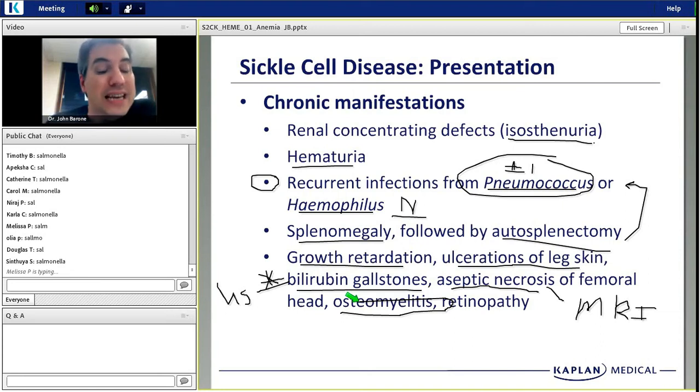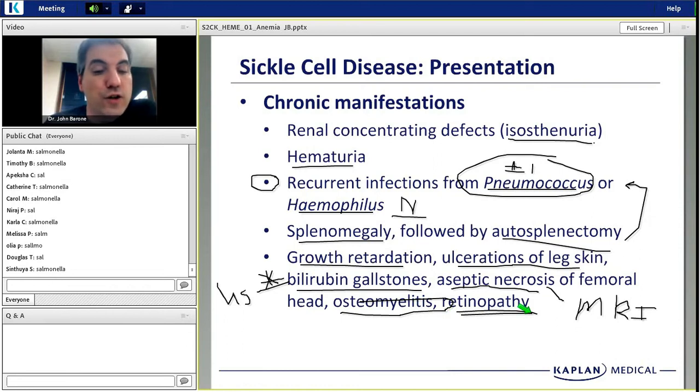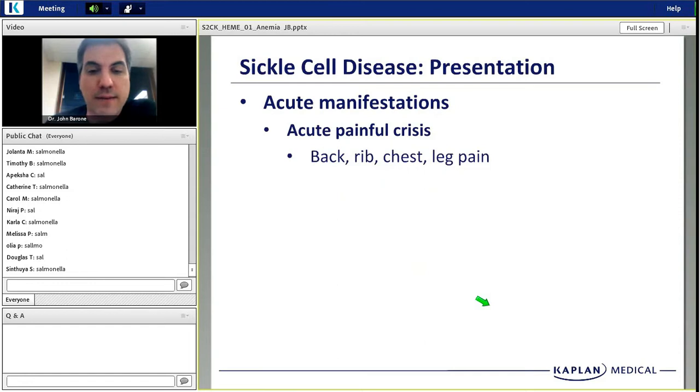And then a very bad thing is if it's stuck in the retina. Sickle cell stuck in the retina, you can go blind. You can infarct your retina. That's an emergency. So visual problems, that's going to be an emergency. We're going to have to do something special for that. All right, now, what are the acute manifestations of a sickle cell crisis? Well, you're going to be in pain.